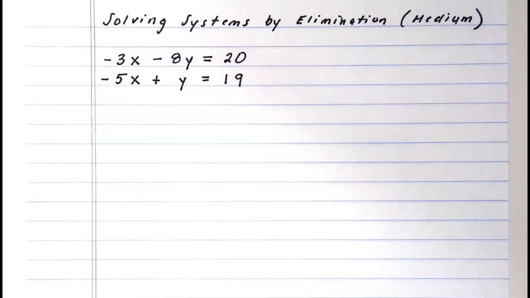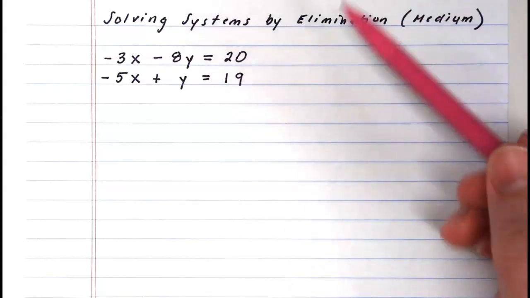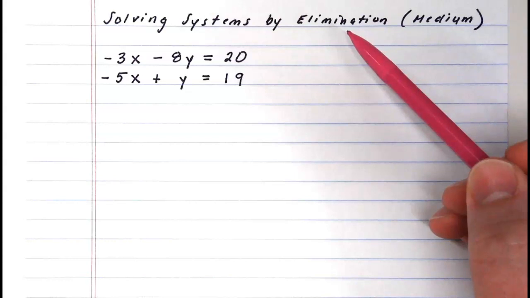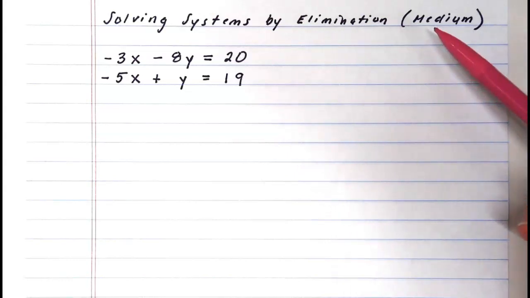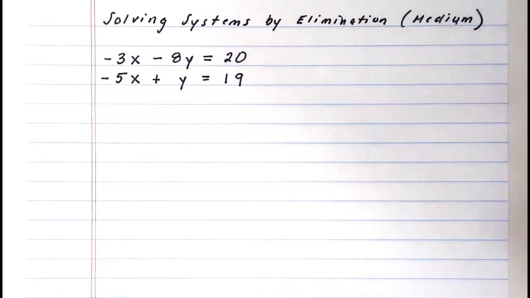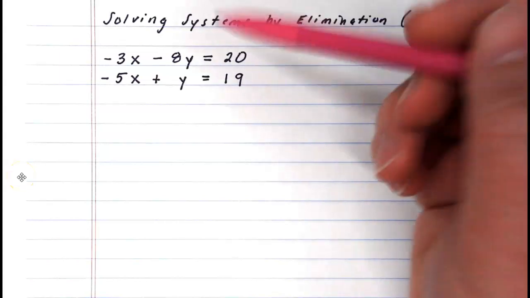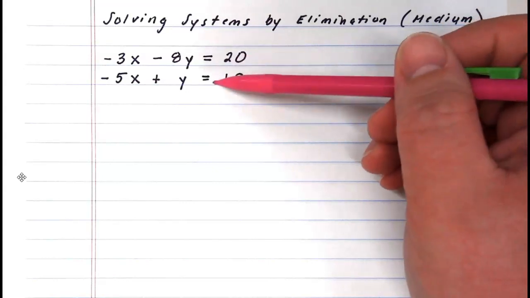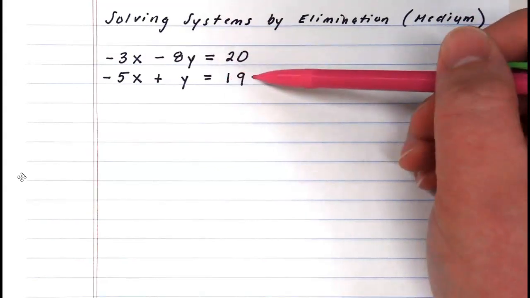Hi students, Mr. Metelsky here, and this video will be covering how to solve systems of equations using the elimination method. And this one I would consider of medium difficulty because this is an example where we can't add and immediately cancel. We have two equations here, negative 3x minus 8y equals 20, and negative 5x plus y equals 19.